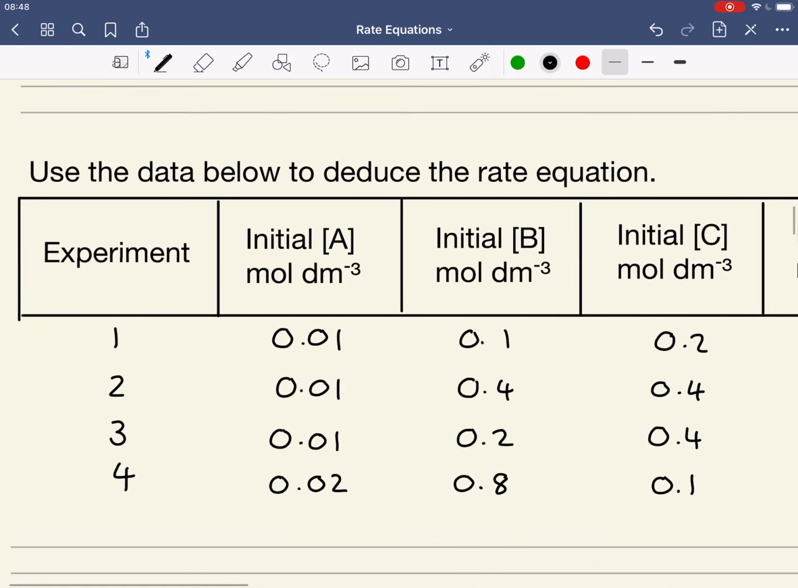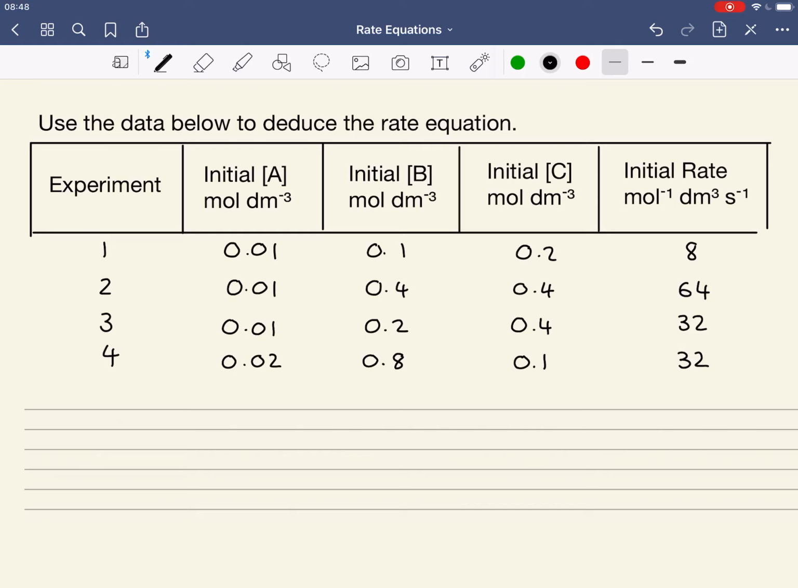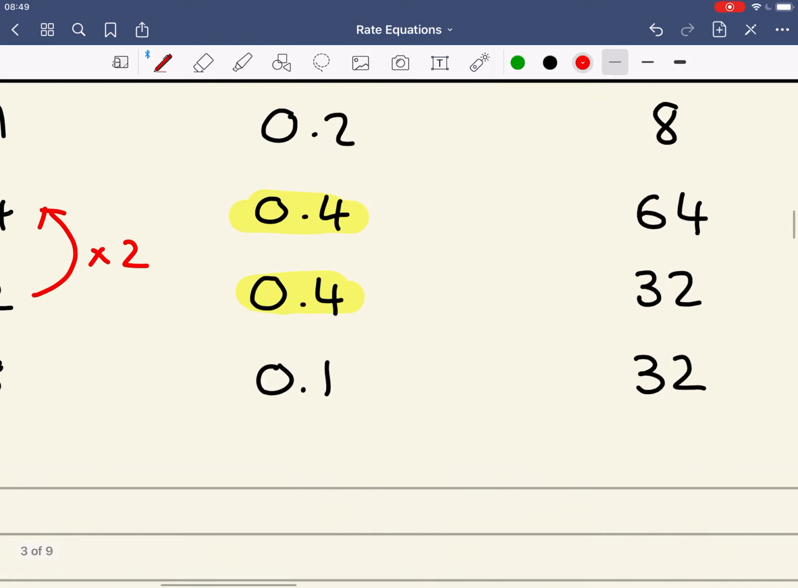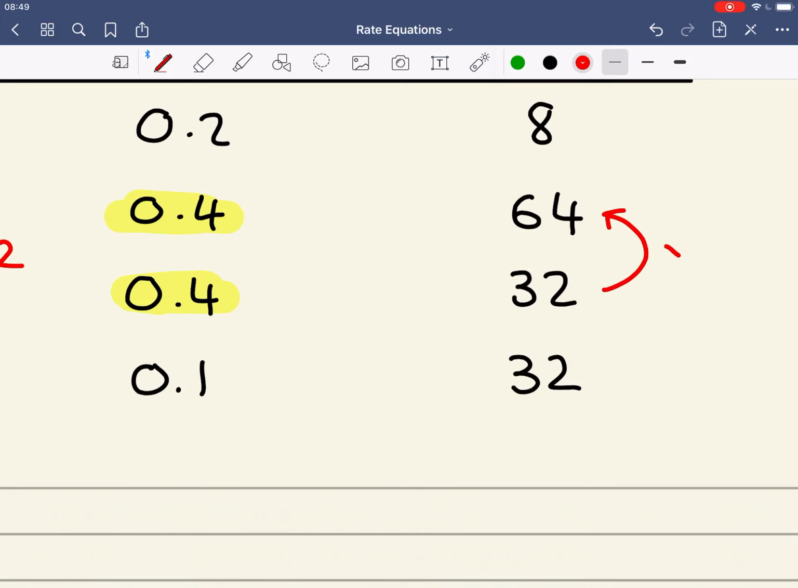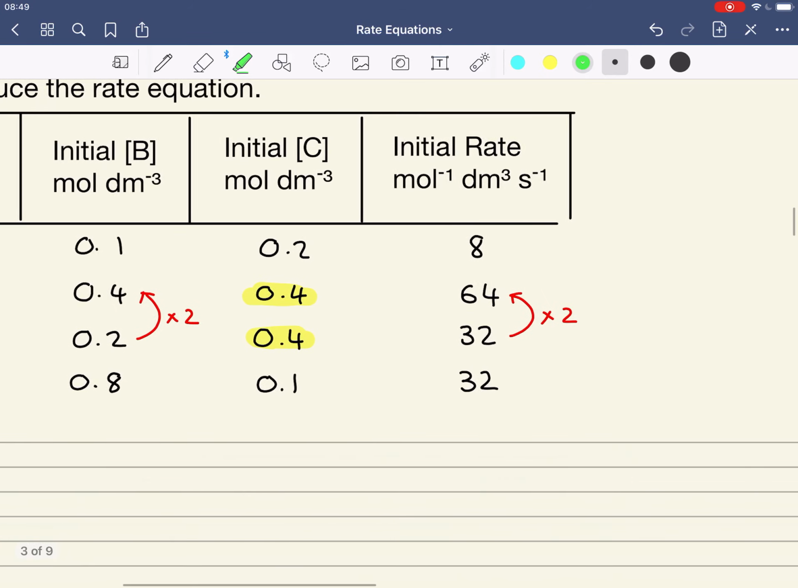My last example looks at an experiment where I've got 3 different reactants. We can highlight the concentrations of A and C in experiments 2 and 3 as they are constant, and therefore the only thing affecting the rate is the change in concentration of B, and that's increased there by a factor of 2, and it's caused the rate to increase by a factor of 2 as well. So it's first order with respect to B. We can now look at this being constant in experiments 1 and 2, so we can ignore that.